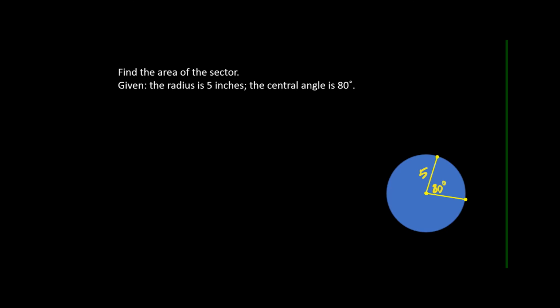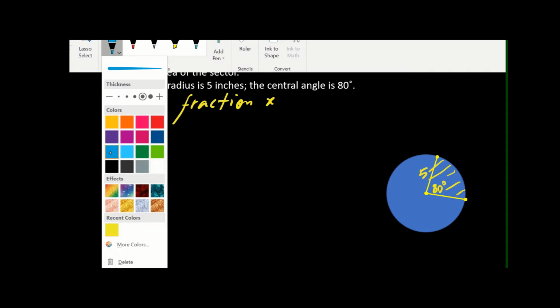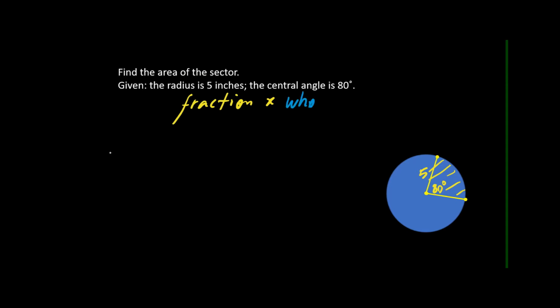The Oreo video goes through some of the vocabulary used. And we are talking about the area of this piece of the circle. So let's write down the formula for this. It is the fraction times the whole. And I am going to color code this. We'll put the whole in blue here. So let's start with our fraction.